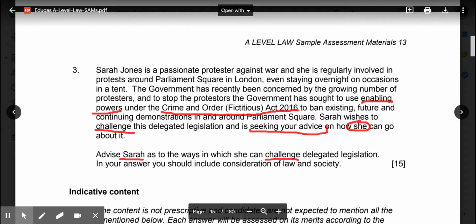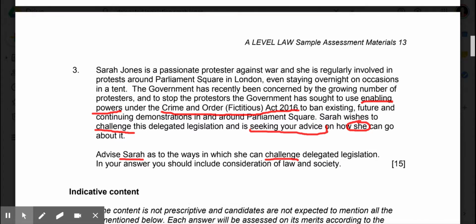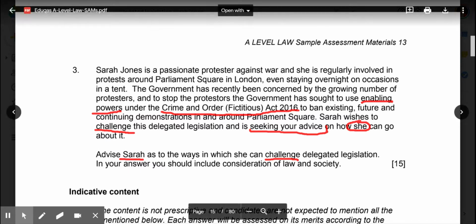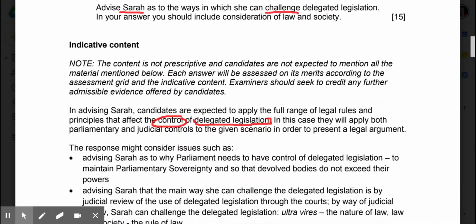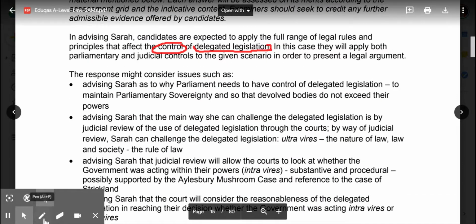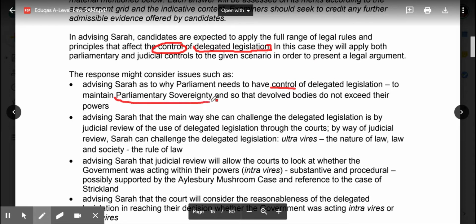that we're looking at a statutory instrument. So the government is looking to ban that. So that's going to be done through a statutory instrument. So we need to tell Sarah briefly why Parliament needs to have control. Well, it's to maintain parliamentary sovereignty, and so that devolved bodies don't get too much power.